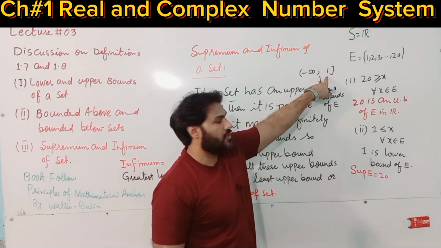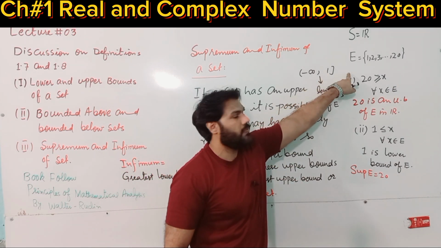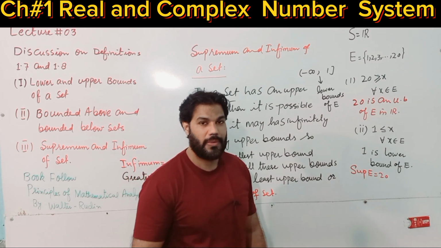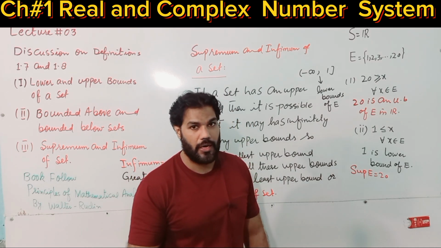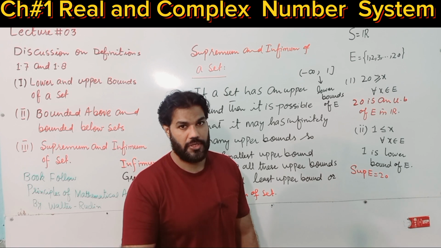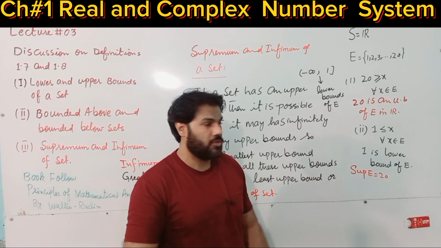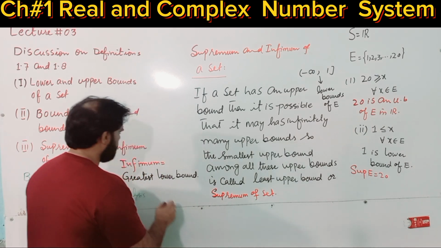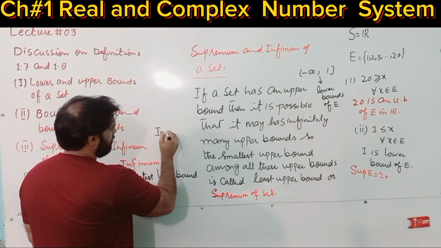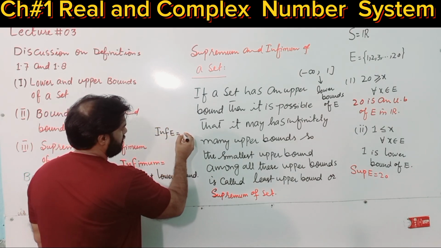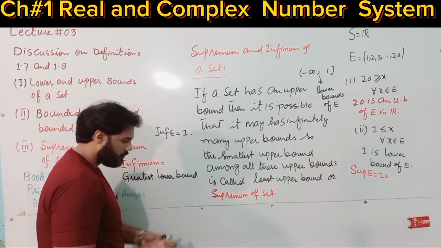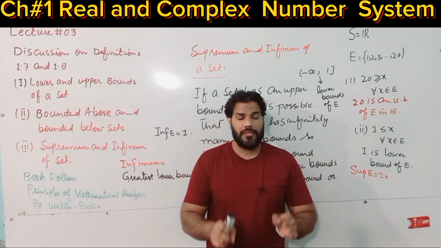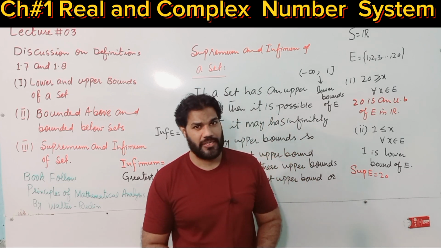The greatest one is 1. So 1 is the infimum of set E. 1.5, 0, minus 1.5, minus 100.5, all are lower bounds of set E. But the greatest lower bound is 1. So 1 is the infimum of set E. So the infimum of set E in this case is equal to 1.